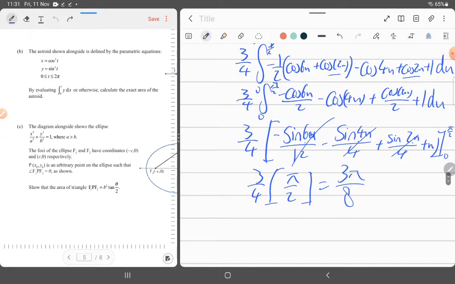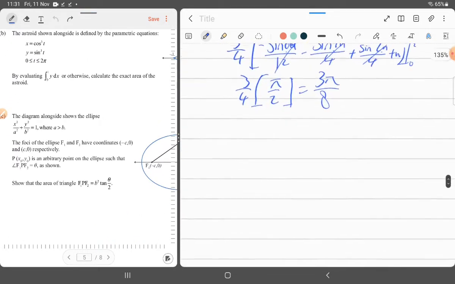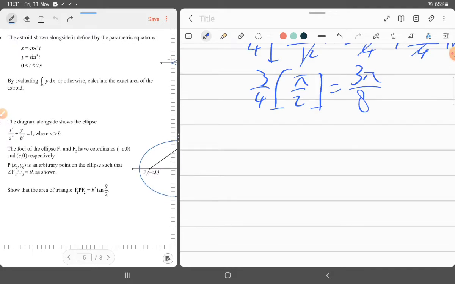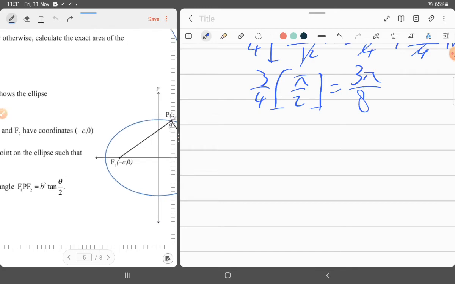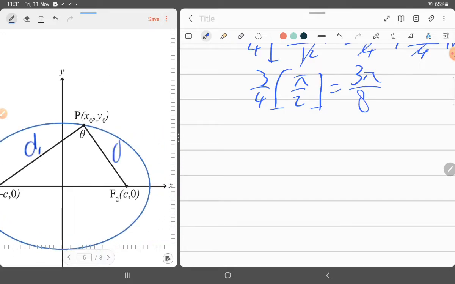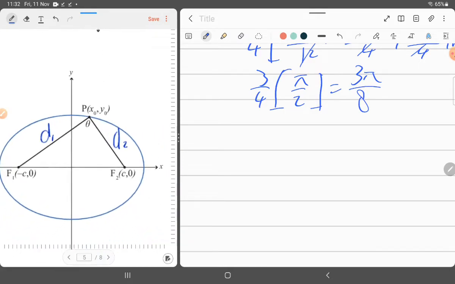This is the foci question. Okay, so the foci of the ellipse have coordinates negative c, 0 and c, 0 respectively, P is an arbitrary point on the ellipse, such that angle F1 P F2 equals theta, show that the area of triangle F1 P F2 is equal to b squared tan theta over 2. So let F1 to P be distance d1 and P to F2 be distance d2.